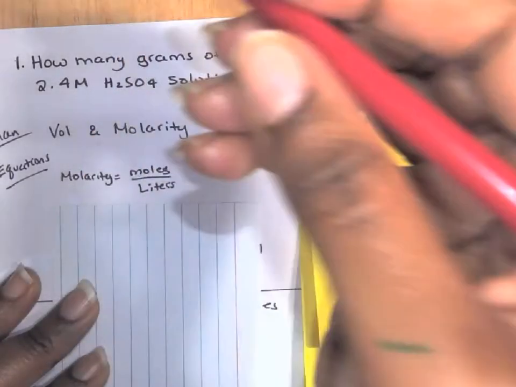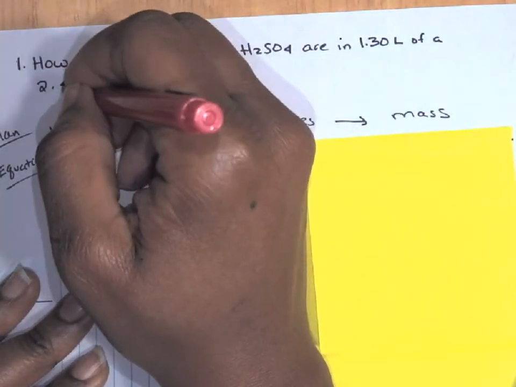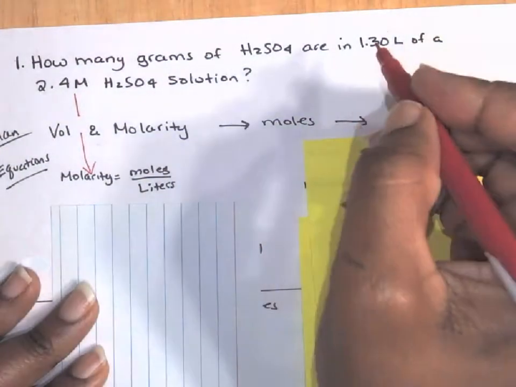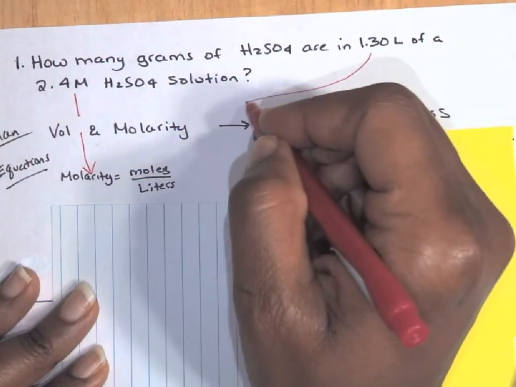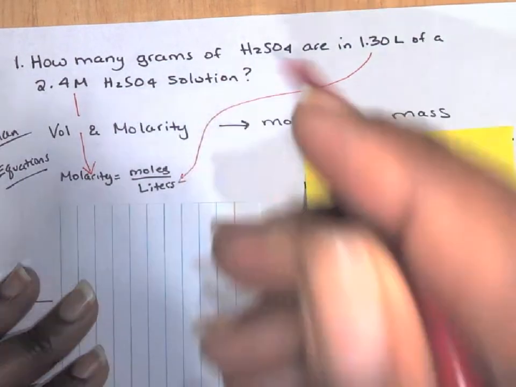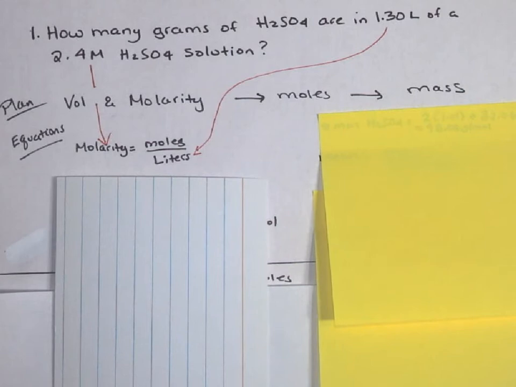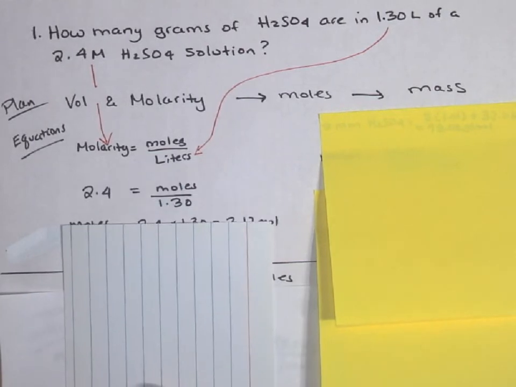So I'm going to plug into this equation 2.4 in for my molarity, and then 1.3 for my liters. Now why don't you take a moment to do that yourself if you need to pause the video. All right, when you've done that, you should have an equation that looks like this.